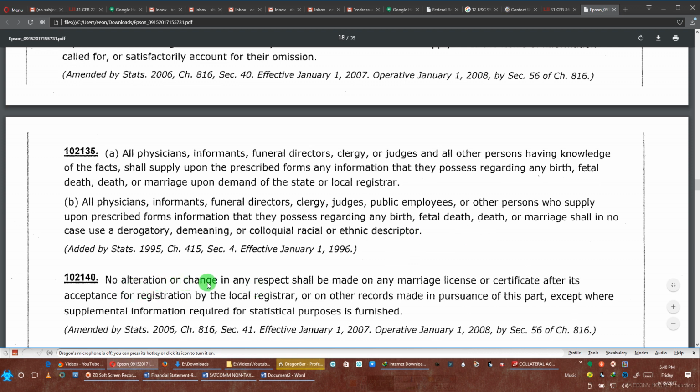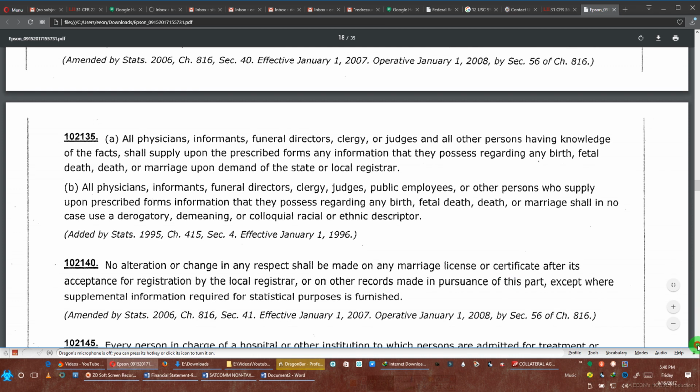Okay. No alteration or change in any respect shall be made on any marriage license certificate after its acceptance for registration by the local registrar, and no other record made pursuant to this part, except where supplemental information required for statistical purposes is furnished. Okay, this is the one that they're going off of. They don't want to make any changes. They got a code there that prohibits that.